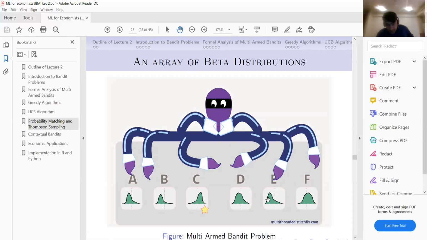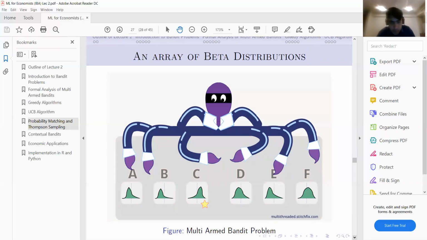And so in this case, the octopus should choose arm E because that has the highest expected reward based on a sampling from this beta distribution. And obviously, as you keep sampling, alpha and beta hyperparameters are updated over time. And obviously, all these beta distributions will change over time.